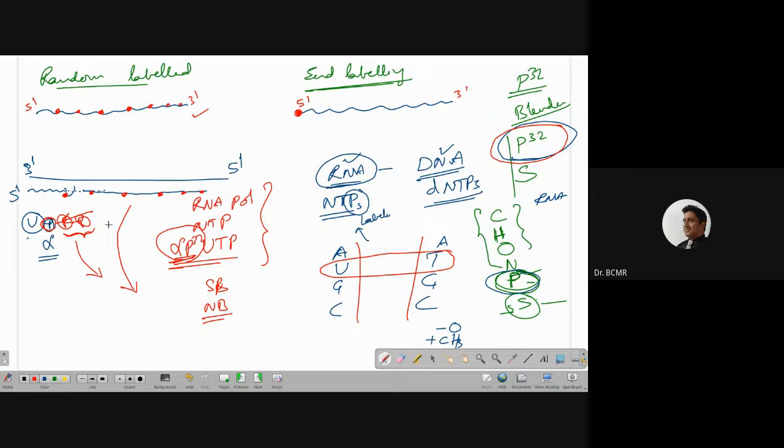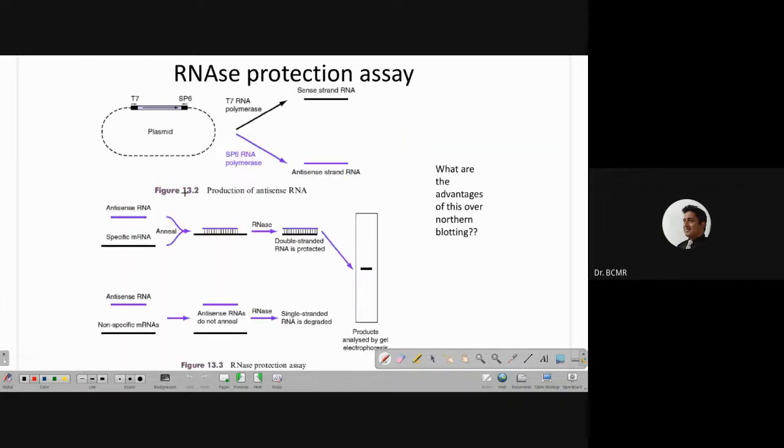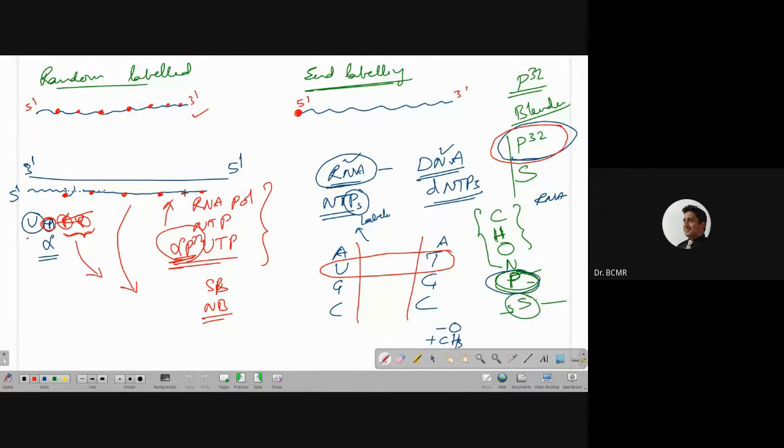Okay. So that is about random labeling and using a probe for northern blots. In the next class, we will discuss more.